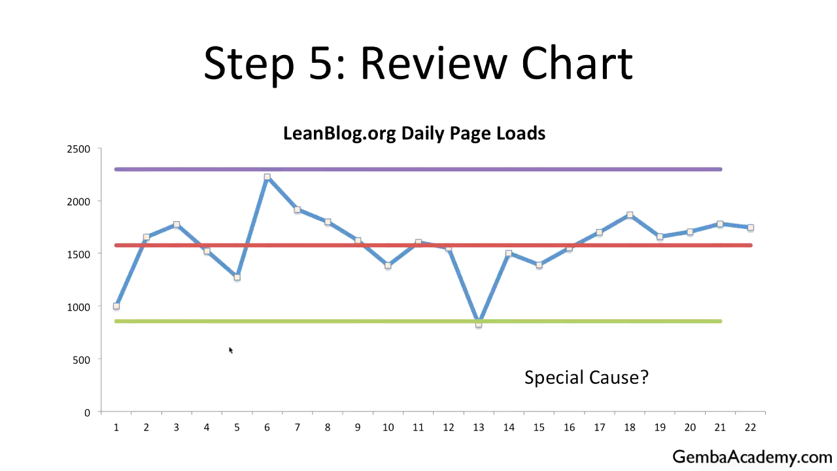Once we've got that spreadsheet and we've added those lines to the control chart, now we've gone from a run chart to a control chart. I see what looks like maybe a special cause. Here's a weekday where blog traffic dropped pretty significantly. This is unlikely to be caused by noise, by just normal variation in the system.